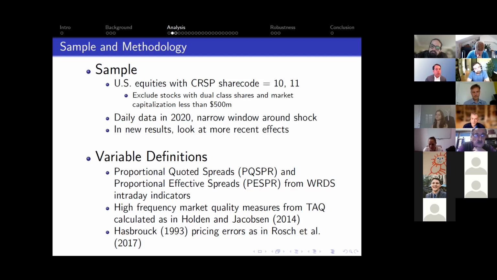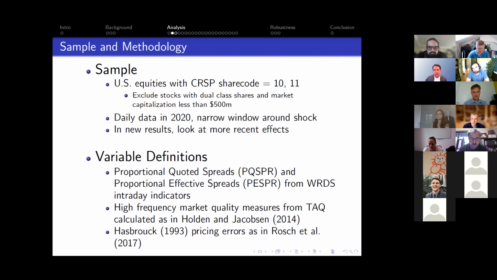And then we are going to pull a lot of our measures from the Wharton intraday indicators data set, so that hopefully we avoid computation errors constructing these variables ourselves. So we'll have proportional quoted spreads and proportional effective spreads.